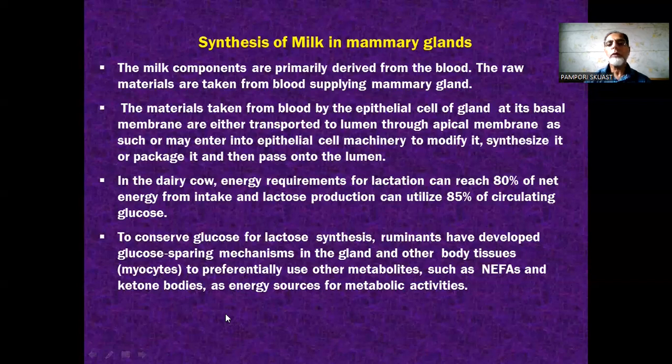So material taken from the blood by the epithelial cells of the gland at its basal membrane is either transported to the lumen through the apical membrane as such, or may enter into the epithelial cell machinery to be modified, synthesized, or packaged, and then passed on to the lumen. Blood supply is on the basal membrane of these epithelial cells. From the blood, the things come into the extracellular fluid. From the extracellular fluid, the cells take it through the membranes by different mechanisms, maybe active transport, maybe diffusion and many other routes.